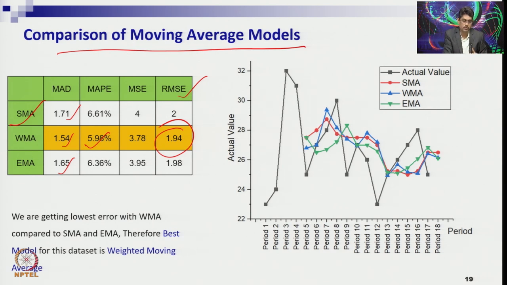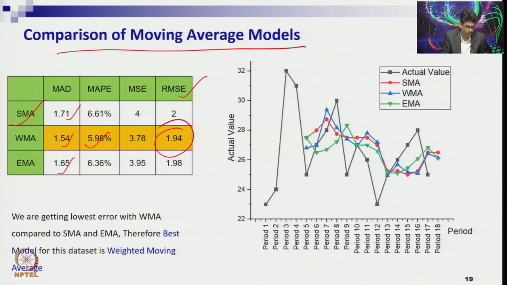All three methods we have discussed, and here is the summary. For this particular data, exponential moving average may not be better, and weighted moving average comes out to be the best. But for different data, especially stock price analysis, exponential moving average gives better accuracy, and people actually follow exponential moving average more than the weighted moving average.